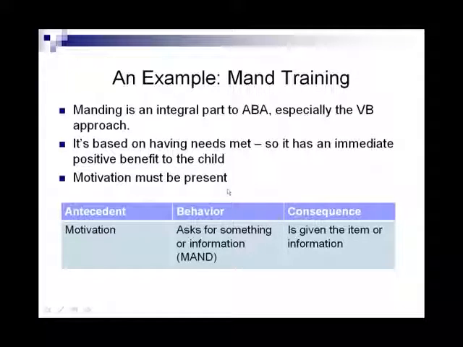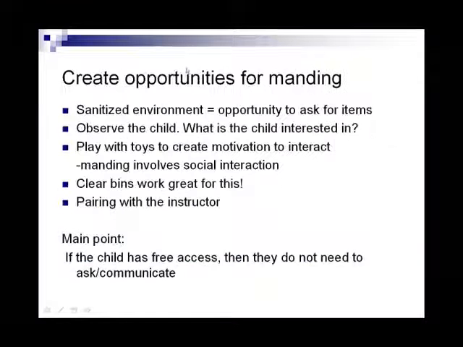As we see here in the chart with antecedent, behavior, and consequence, the antecedent would be the motivation for the item that he's asking for. And the behavior would be the actual mand, and the consequence is the item or the information that the child obtains after the behavior.